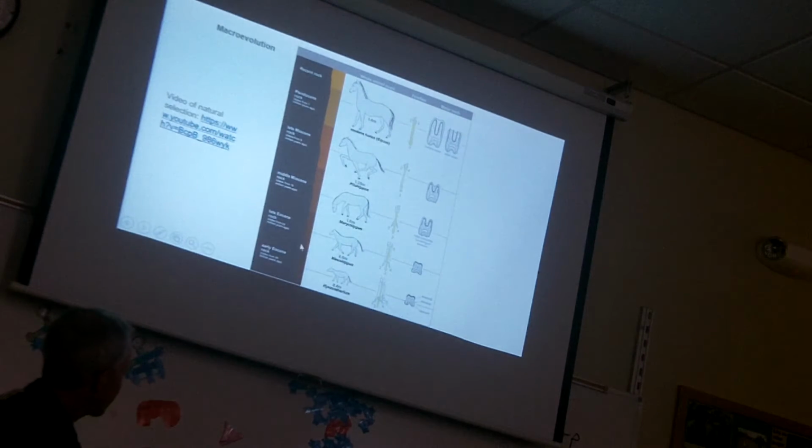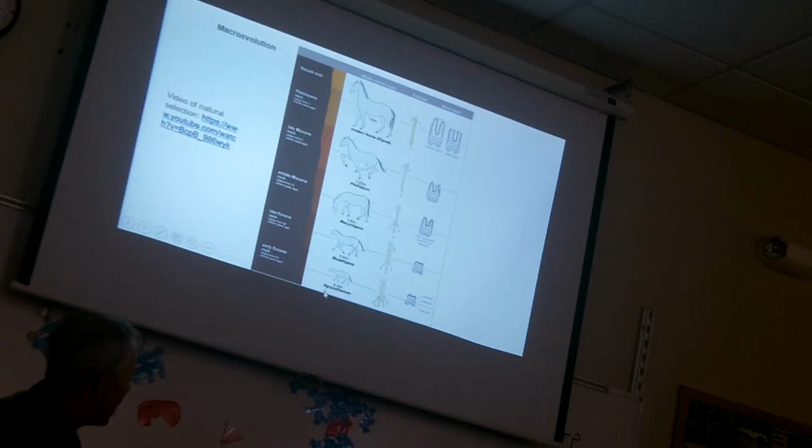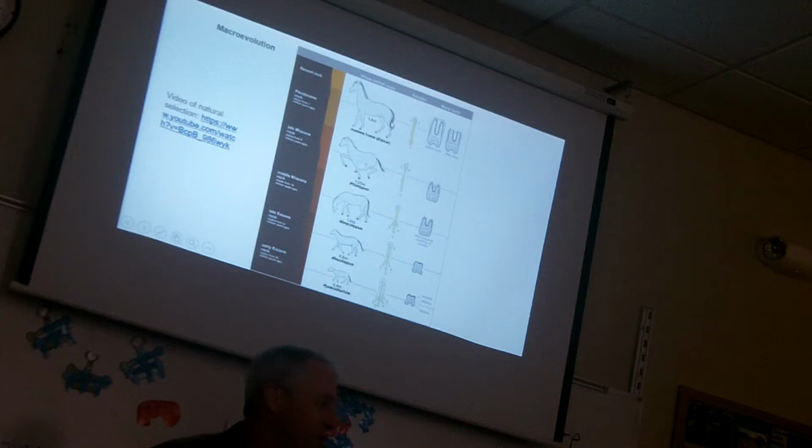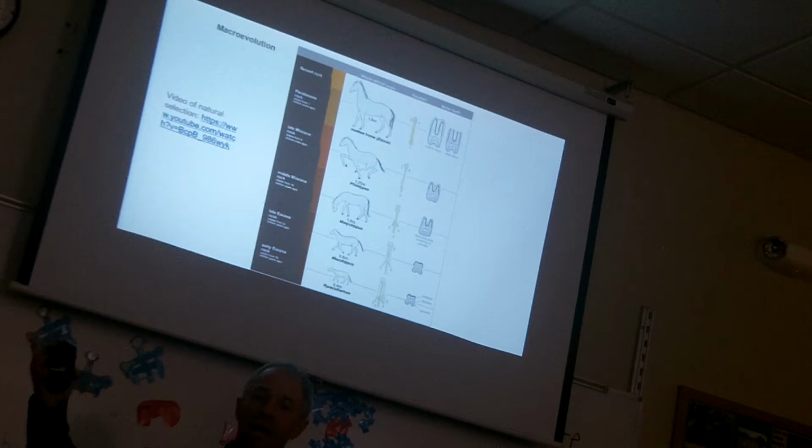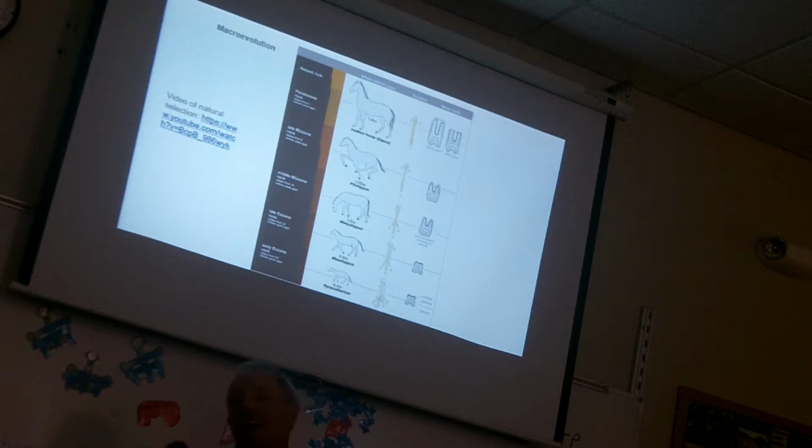Macroevolution. This is called a Heritability. It's not a horse. It changed into a different species over time. That's macroevolution. Macro means big, micro means small. Small change, big change. Exactly, small changes versus big changes.